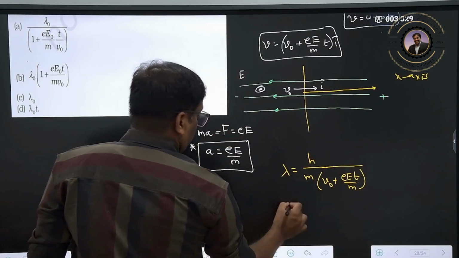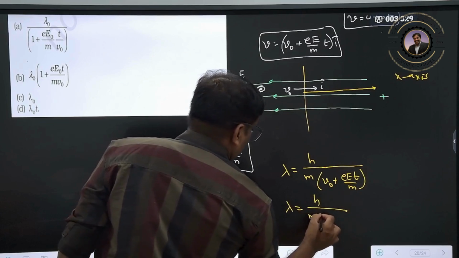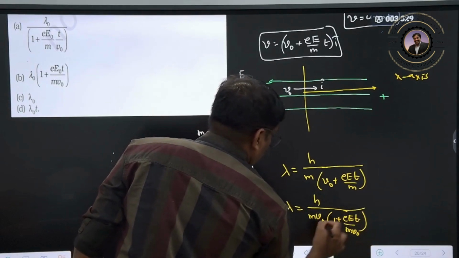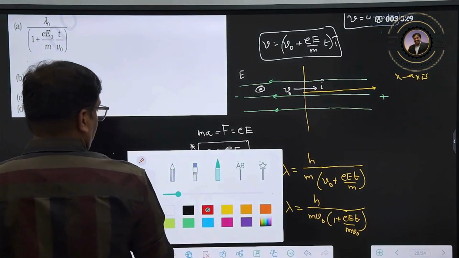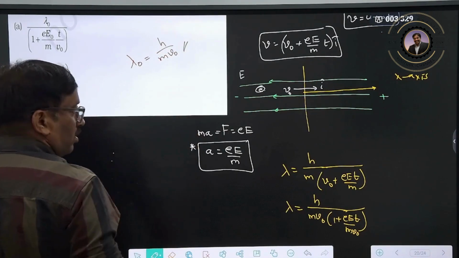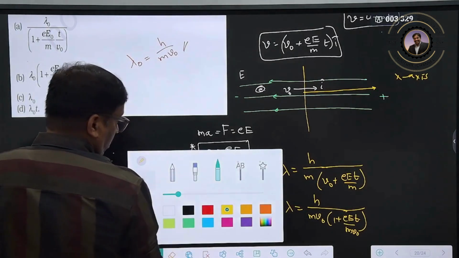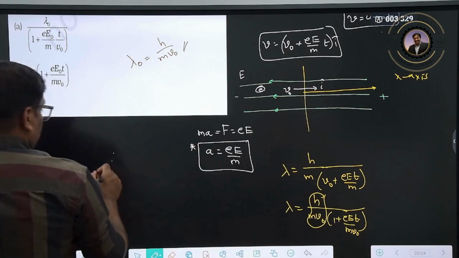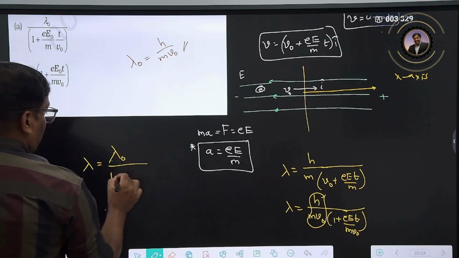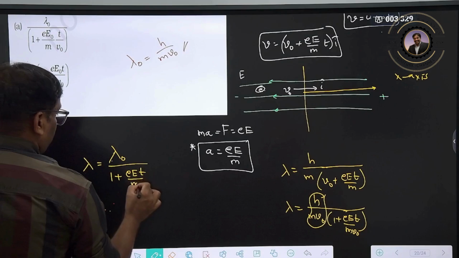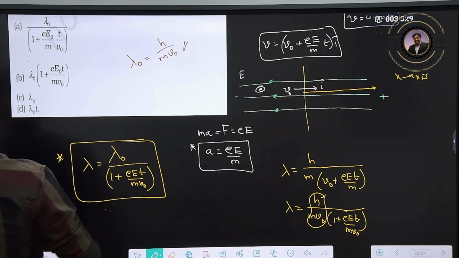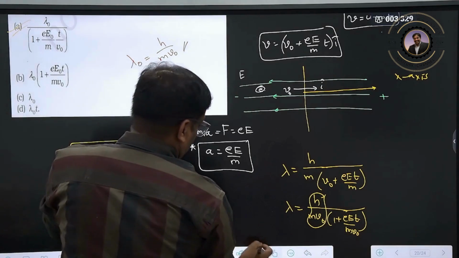Taking v naught out, we get h by m v naught times 1 plus E into t by m v naught, clear. Here it is given as lambda naught, which is nothing but h by m v naught. So the de Broglie wavelength will be lambda naught divided by 1 plus E into t by m into v naught. This is your de Broglie wavelength. So the first option will be your correct answer, clear.